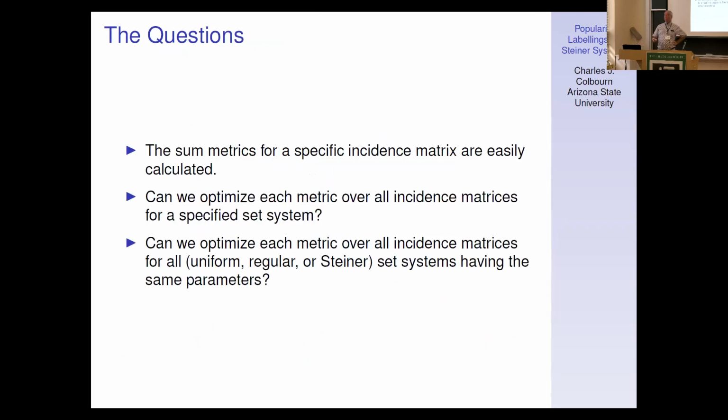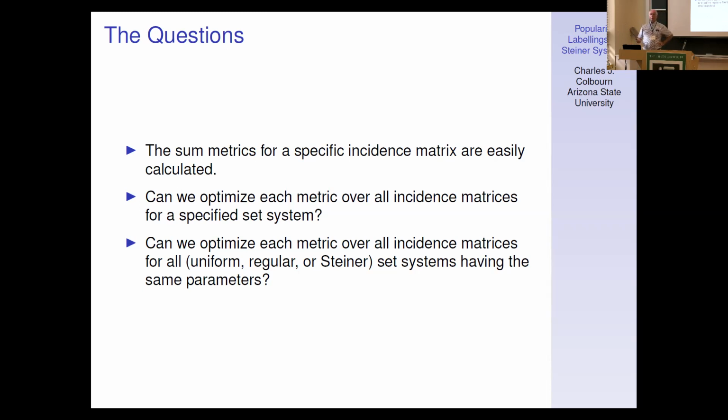So now, I mean, we've got one example. I can calculate the sum metrics for a specific incidence matrix very easily, but what I'd like to know is, how do I find the ordering that gives me the best metrics? How do I sequence the points? How do I sequence the blocks to get these values in general? I do not know an efficient algorithm to do that. I would be very interested in knowing how to do that in general.